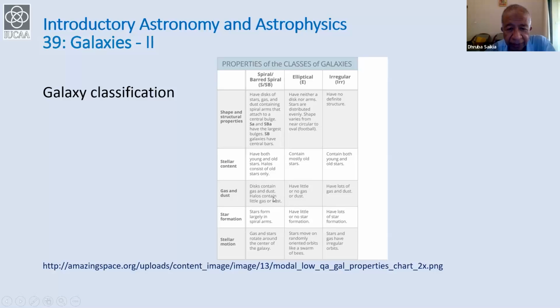Spirals contain dust and gas. Halos contain little dust or gas, as we saw in our own Milky Way. Ellipticals contain little or no gas or dust, whereas irregulars have a lot of gas and dust. Star formation is largely in spiral arms. Ellipticals have little or no star formation. Irregulars generally have lots of star formation. Stellar motion: gas and stars rotate around the center of the galaxy. The bulge stars have random motions, as we saw in our own galaxy. In ellipticals, stars move on randomly oriented orbits, like a swarm of bees. And in irregulars too, stars and gas have irregular orbits. So these are the three main categories.